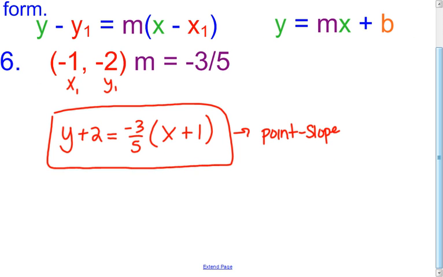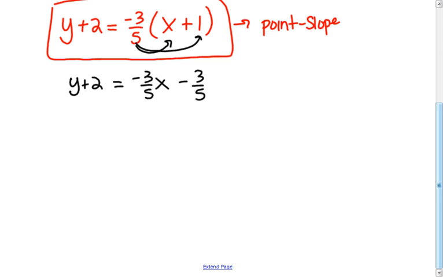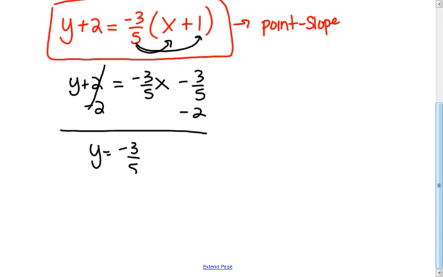Okay, and then I want to get that equation solved for y. So I do need to distribute the negative 3/5 times the x, which would be negative 3/5 x, and the negative 3/5 times 1 is negative 3/5. And then, of course, I have the y plus 2 over here. Still not into slope-intercept or y equals mx plus b form, so I want to subtract 2 right here. And I'll have y equals negative 3/5 x.